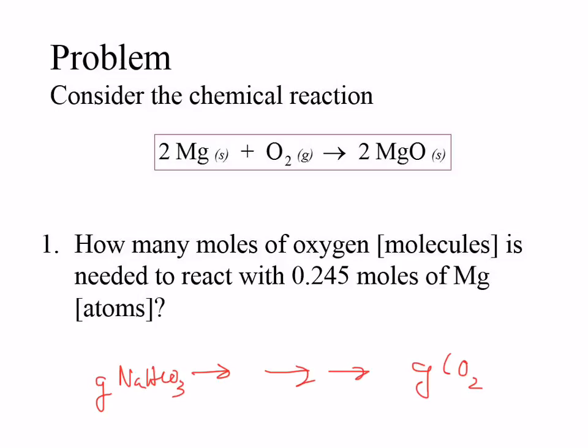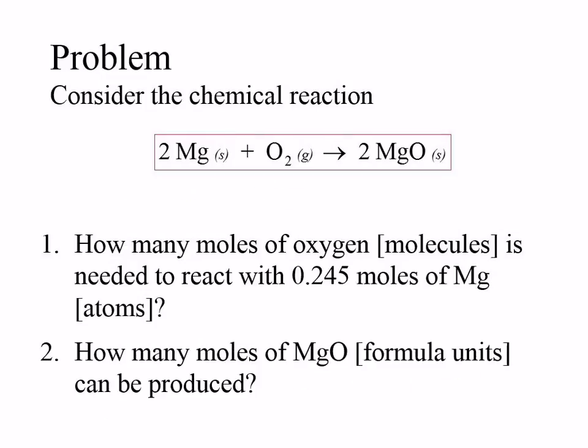So, for instance, how many moles of oxygen? So I'll put question mark mol for the oxygen. How many moles of oxygen is needed to react with 0.245? And that goes under my Mg, 0.245 mole. It's just a way to kind of organize information. So that's kind of the plan. So that's actually the first question. And the second question, these are moles to moles problems. The second question is how many moles of MgO, so question mark moles MgO, can be produced.